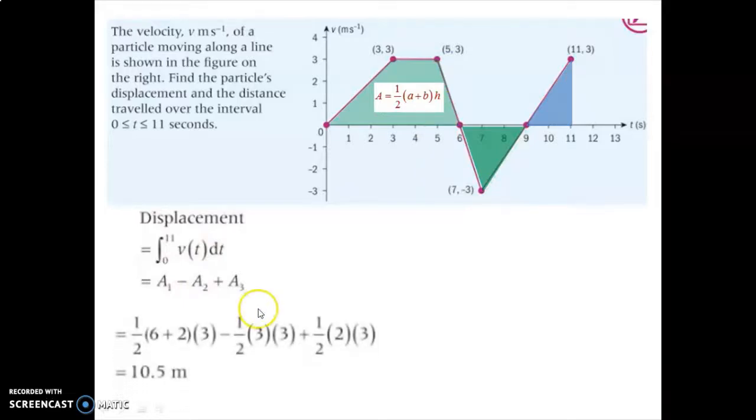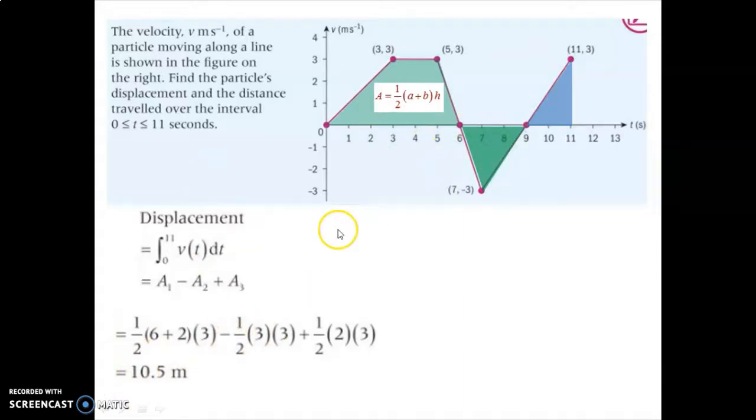Okay, check your work here. The area of the trapezoid is here, minus the area of this triangle because it's underneath the axis, right? And then plus the area of this triangle right here. And that gives us our displacement of 10.5. And remember, displacement, the negative values are subtracted, so we see the subtraction.